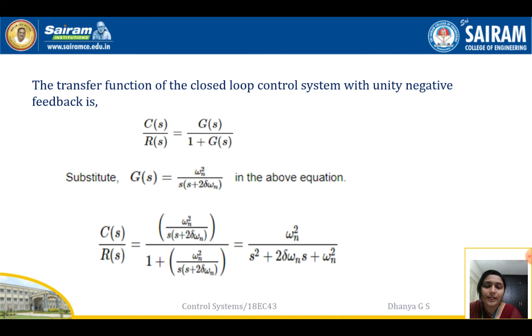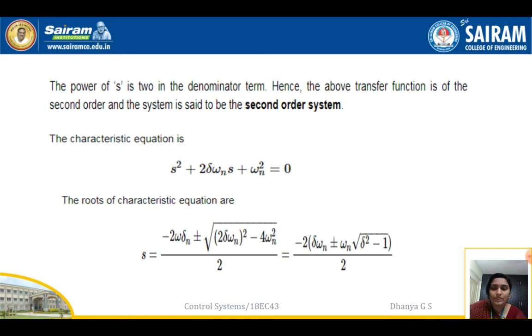So you have to find out the characteristic equation from this. The characteristic equation is nothing but the denominator. Once you equate the denominator to 0, you can find out the characteristic equation. You can see here s square plus 2 delta omega n s plus omega n square is equal to 0. So you have to find out the roots of the characteristic equation.